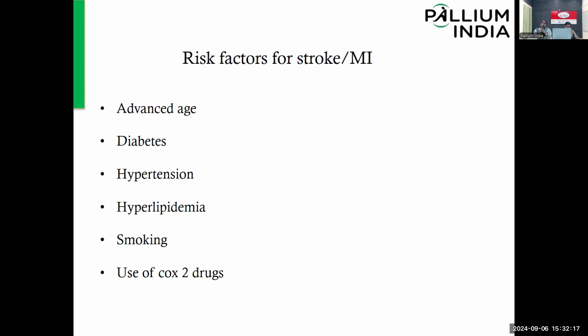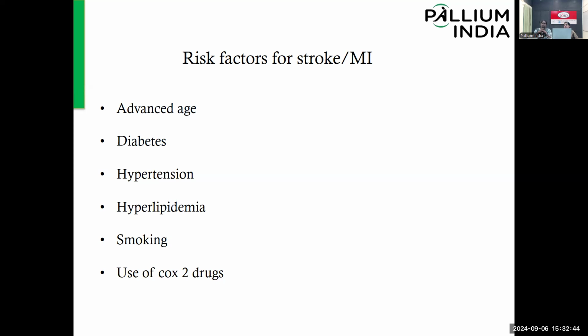These are the risk factors for stroke or MI. So, the common side effects of the non-selective COX inhibitors are, first, GI toxicity, next, renal toxicity, and the third, stroke or MI. MI means what? What is MI? Myocardial infarction. Yes, very good.